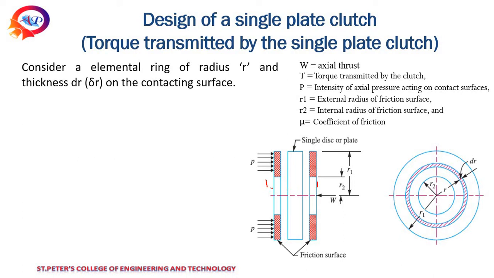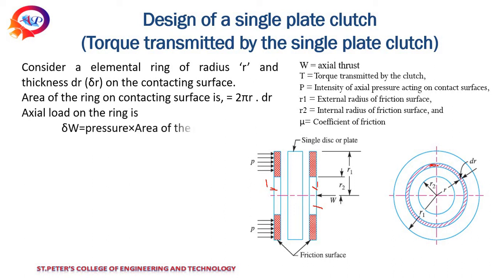This is the input frictional plate and this is the output frictional plate, one on the driver shaft and one on the driven shaft. Between these two, this is how a single disc plate clutch transfers power. Let's consider an element ring of radius r and thickness dr, a small thickness. Therefore the area is 2 pi r dr. The small area is the surface area, 2 pi r dr, shown as the shaded portion here, so the contacting area is 2 pi r dr.